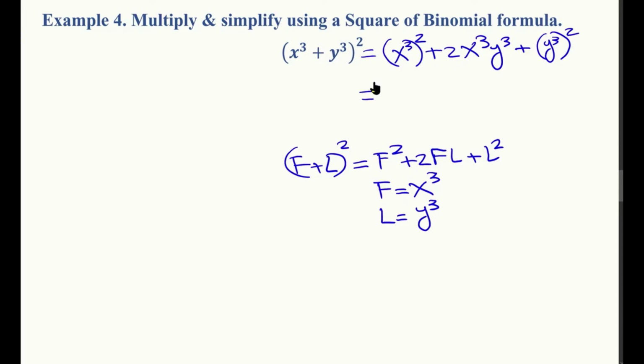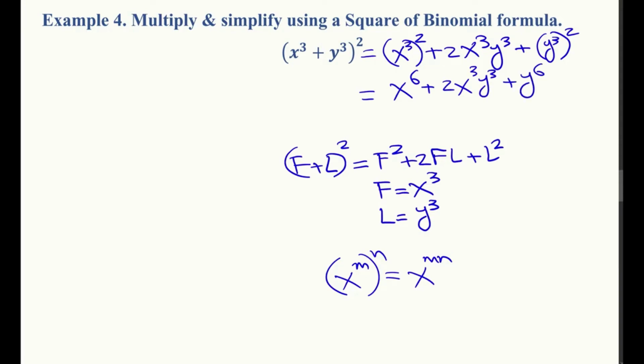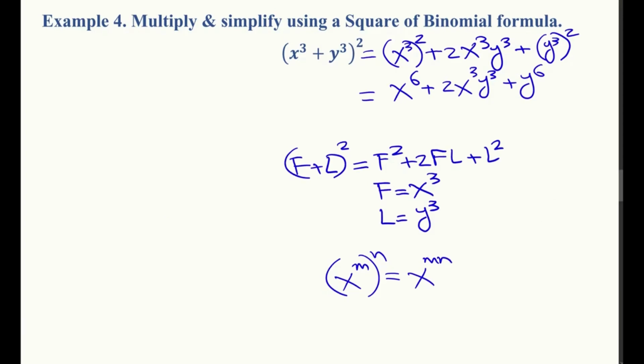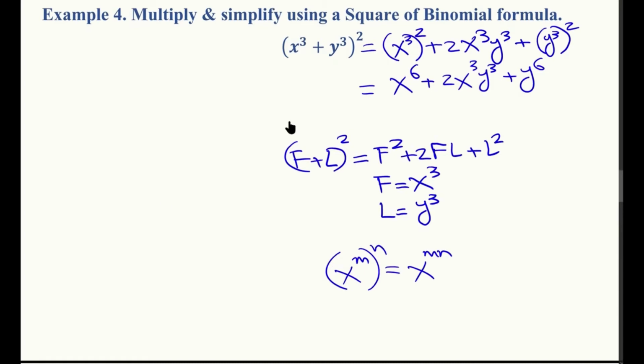So we get, now here we're going to apply the power rule. We know that if we have x to the m to the n, in other words, when we have a power of a power, we keep the base, we multiply the exponents. So we get x to the 6 plus 2x cubed y cubed plus y to the 6. And that should pretty much handle it for us. So there it is. That's how we can apply this formula, the square of a sum formula, to get this perfect square trinomial.